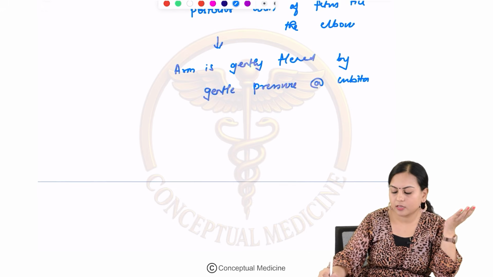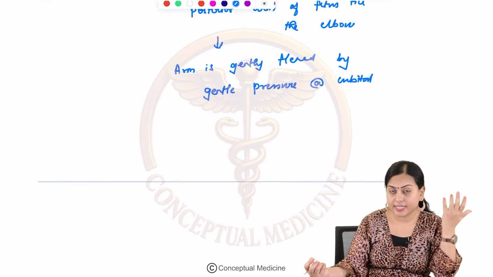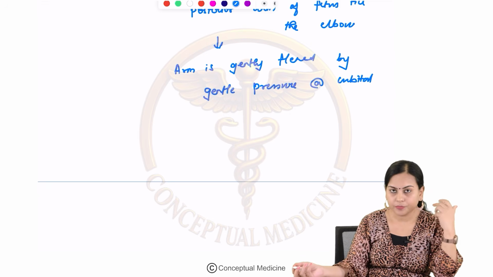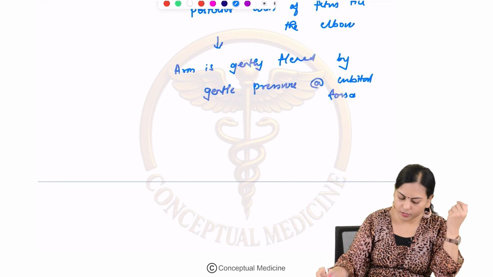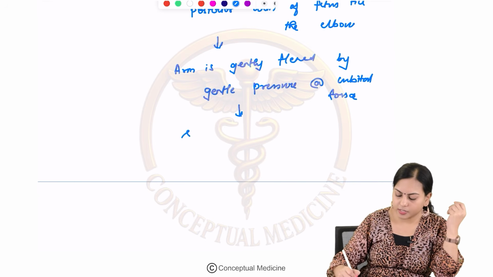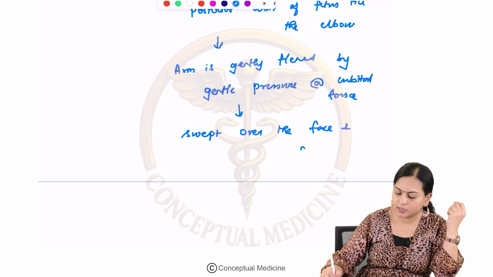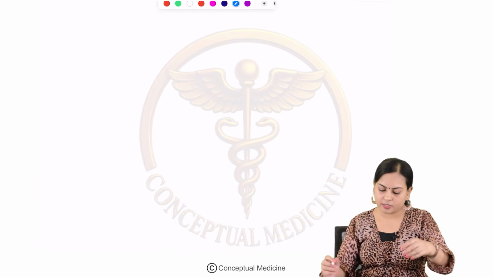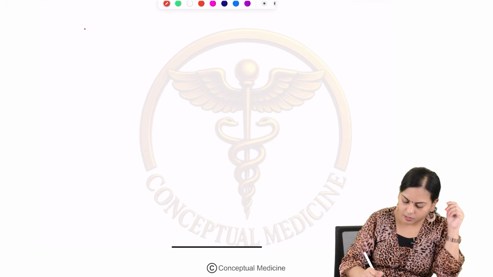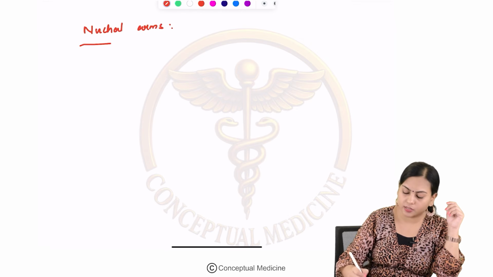So just like our Pinard's maneuver, how we delivered extended legs, we are going to deliver the posterior arm also. We are going to tap the cubital fossa. Then the arm is swept over the face and delivered. Clear?